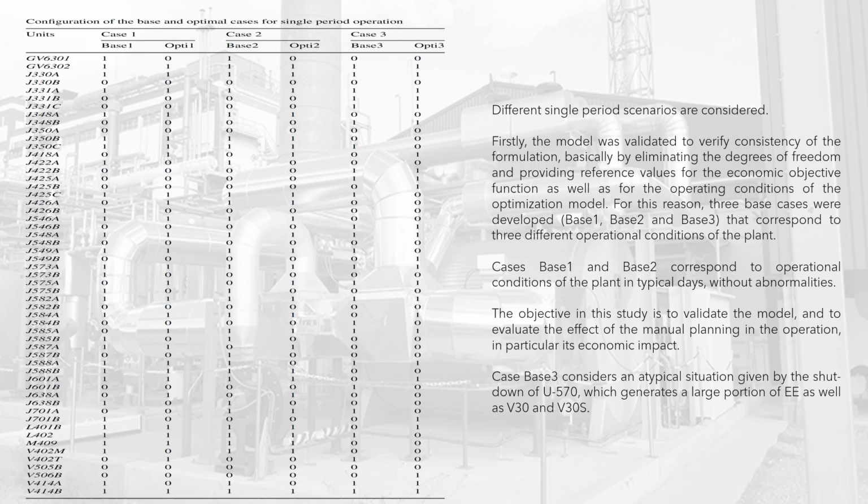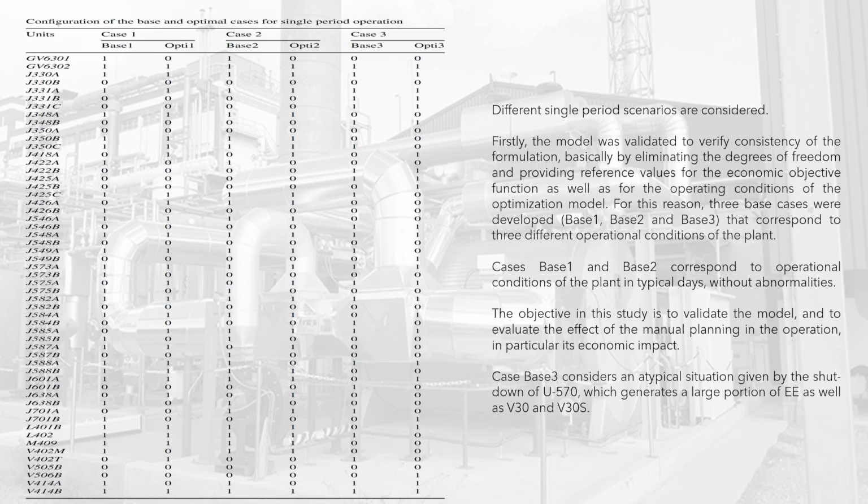Cases Base 1 and Base 2 correspond to operational conditions of the plant in typical days, without abnormalities. The objective in this study is to validate the model, and to evaluate the effect of the manual planning in the operation, in particular its economic impact. Case Base 3 considers an atypical situation given by the shutdown of U570, which generates a large portion of EE as well as V30 and V30S.